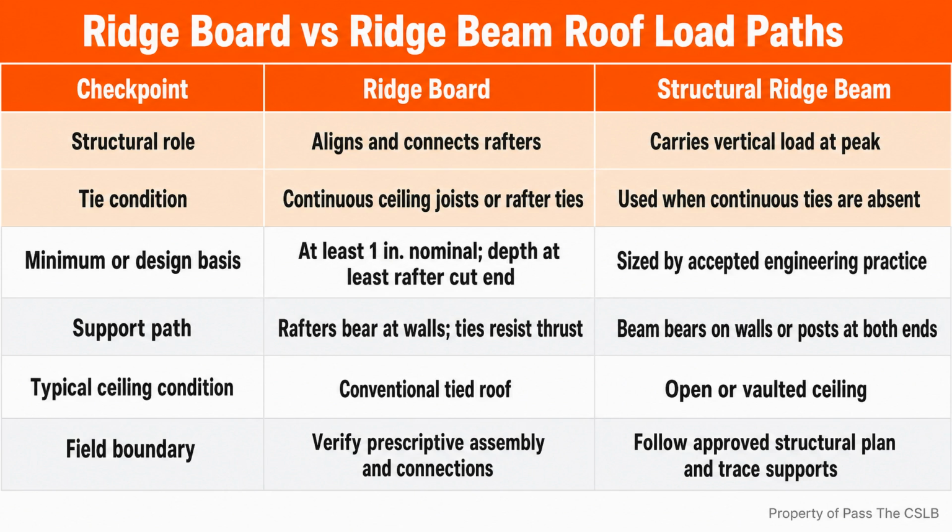On the ridge board side, the roof depends on continuous ceiling joists or rafter ties across the structure. On the ridge beam side, the peak member is structural and carries vertical load to supports at its ends. A ridge beam is not created by casually choosing a thicker board and calling it structural. When continuous ties do not cross the structure, the ridge must be supported by a wall or by a structural ridge beam designed through accepted engineering practice.